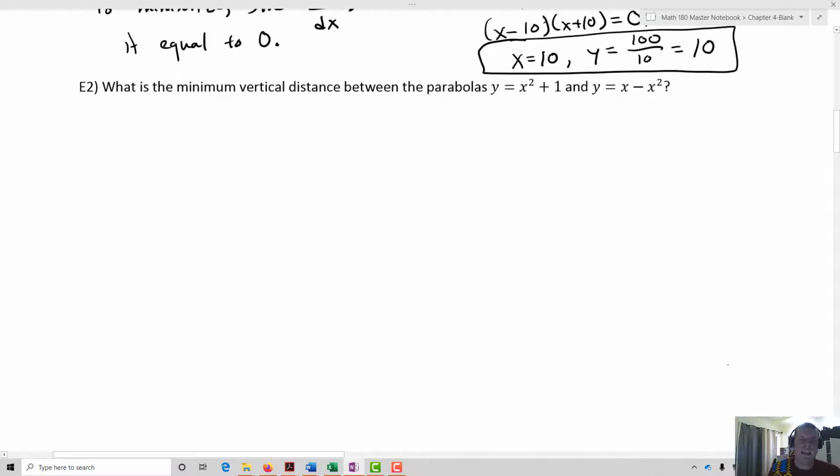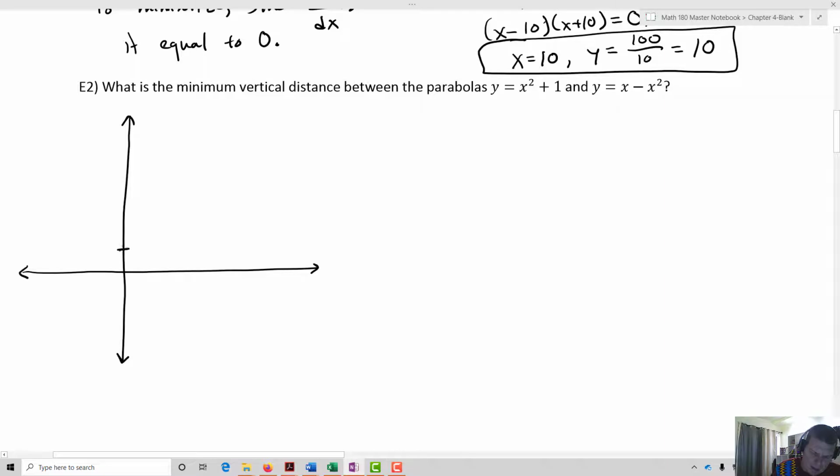Now let's take a look at this question. What is the minimum vertical distance between the parabolas y equals x squared plus 1 and y equals x minus x squared? In this case, I want to draw a graph in order to visualize this a little bit. My first parabola, x squared plus 1, looks like this. And my second parabola, x minus x squared, is going to be facing downward, and it actually has its vertex at 1/2. So it looks something like this.